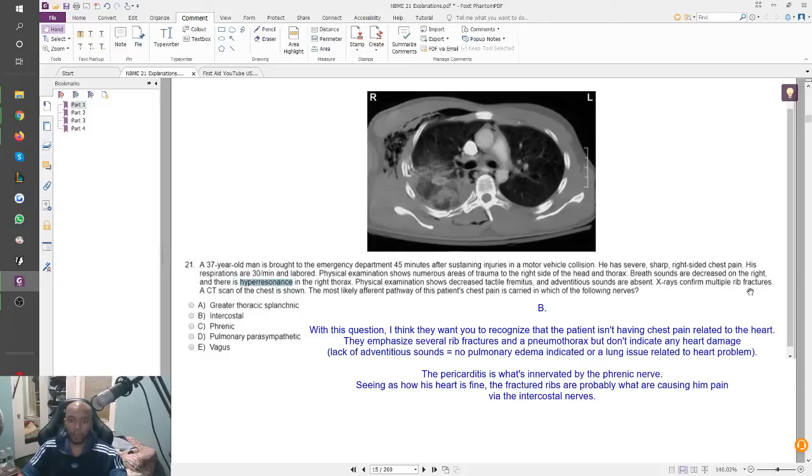Okay. Physical exam shows decreased tactile deformities and adventitious sounds are absent. X-ray confirms multiple rib fractures. A CT scan of the chest is shown. The most likely afferent pathway of this patient's chest pain is carried in which of the following nerves, right?